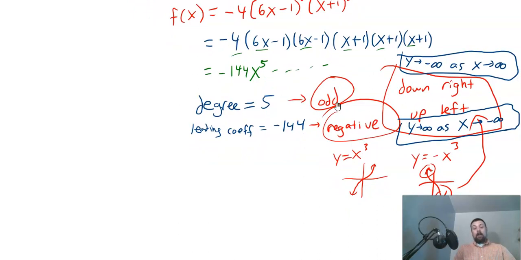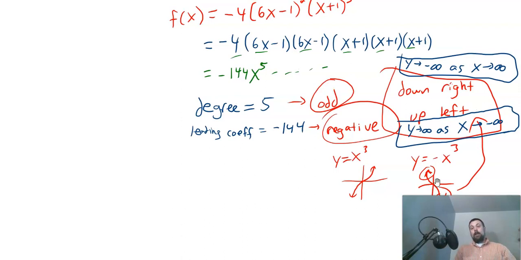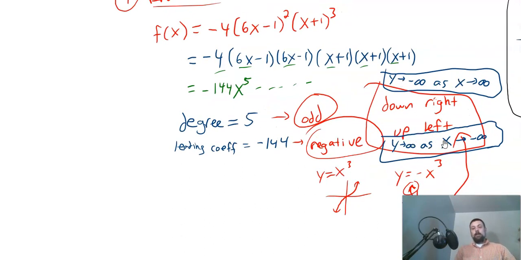I got that by thinking of, well, for an odd degree, I think of this graph, x to the 3rd power. It goes up to the right and down to the left. But if I want the leading coefficient to be negative, it flips the graph over. And so now the end behavior becomes up to the left, down to the right. And that's what I have here. And here's the calculus notation for that.